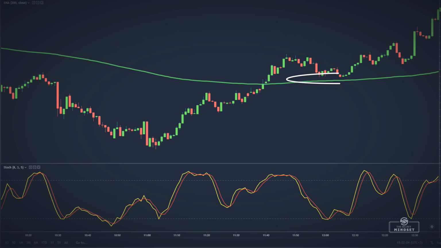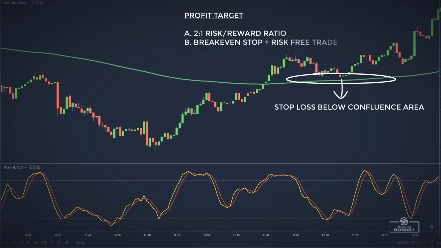Because we trade based on confluence, the stop loss order would be placed below the confluence area. The profit target depends on your trading style and risk aversion. You could aim for a 2-to-1 ratio, or put your stop to break even once in profit and ride a risk-free trade.